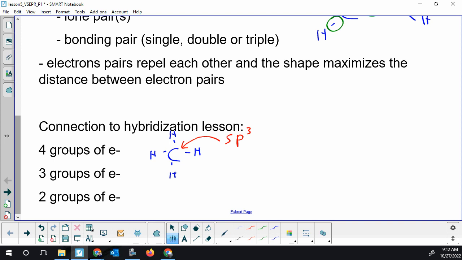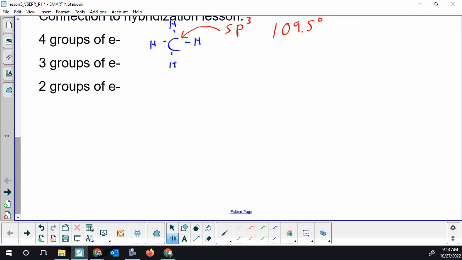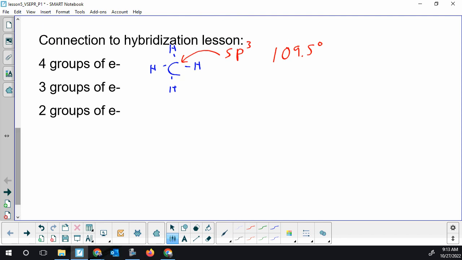We're going to have four things spread out in three-dimensional space. So we don't get 90, 90, 90 because it's spread out in three dimensions. We get that 109.5 bond angle. So anytime we have 4 groupings of electrons, we're going to get this hybridization in that bond angle. You don't really need to know what the hybridization is to do this. You just have to know that there's 4 things connected to it. Okay? It's a bit of an extension to know that hybridization.